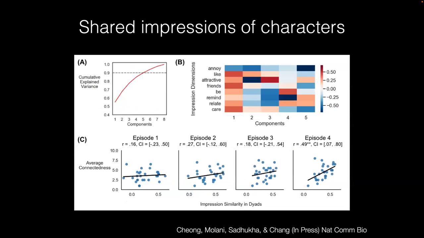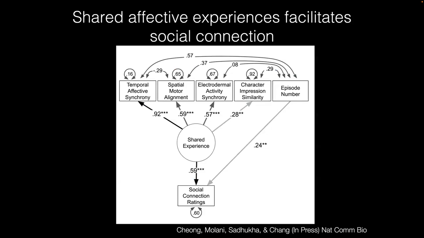Okay, now this one, I think, is probably the final one, where we can also ask what your impressions are. How do you like these characters? What do you think of them? At the end of every episode, we can project those into a lower dimensional space using PCA, and also look at alignment there. We see that they start aligning more over time, and the degree of alignment predicts connection, which grows over time as well. And then finally, if you put all of this together into a structural equation model, each of these things independently contributes to a latent construct we're calling a shared experience that ultimately predicts connection ratings. And that's controlling for time effects and other things as well.